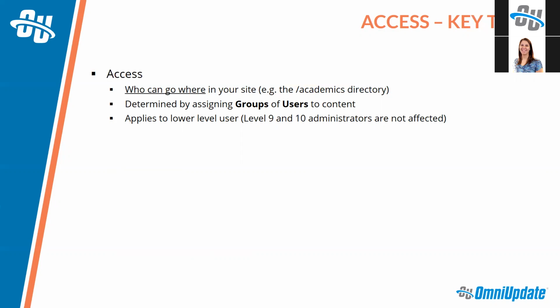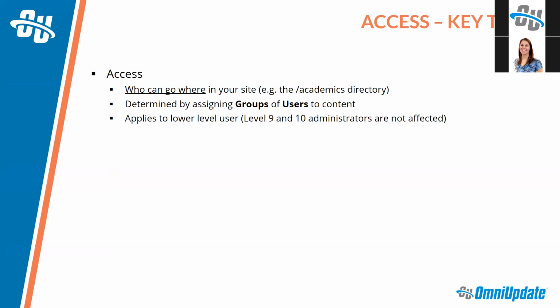Access settings that we're going to talk about today follow the same generalized rule. Part of it has to do with whether or not certain options are even going to appear for your users. So we'll go through that. You can determine your access settings by assigning groups of users to particular pieces of content. So you will need users and groups already established inside your system.